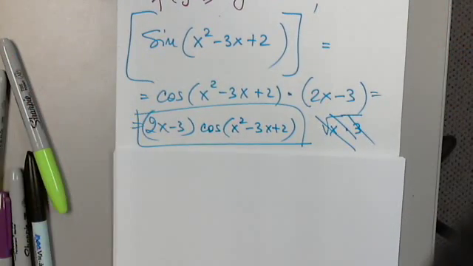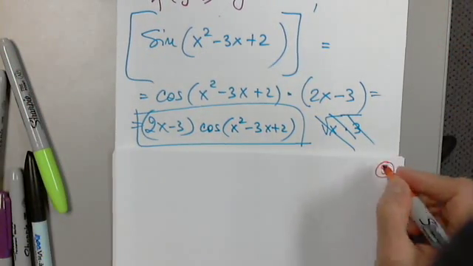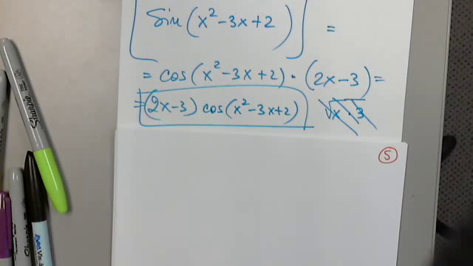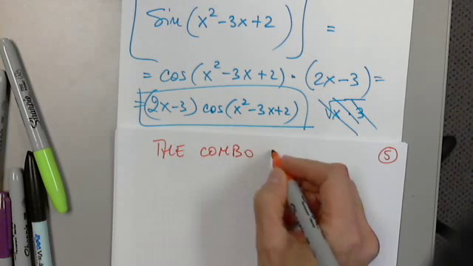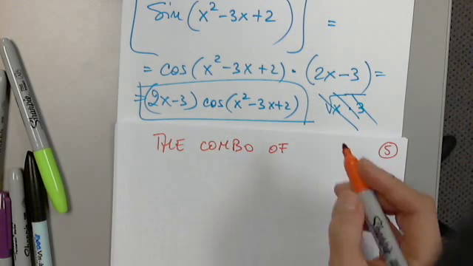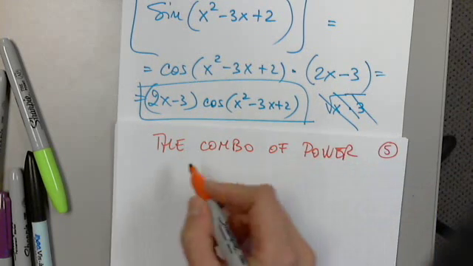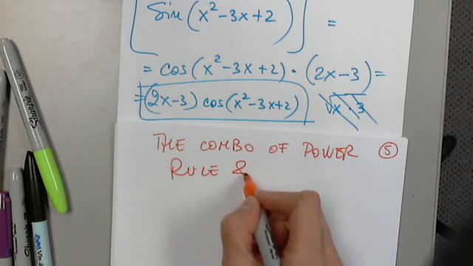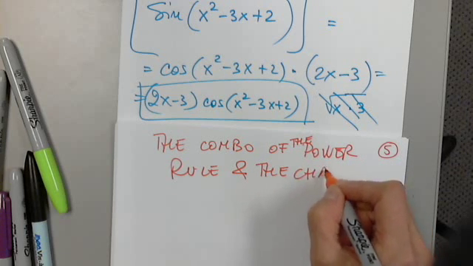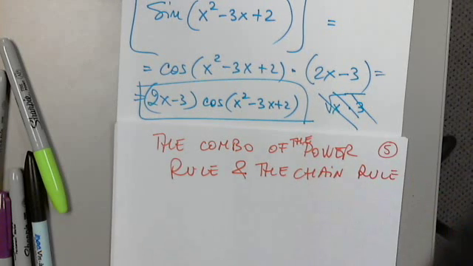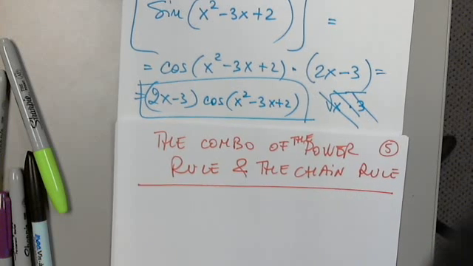Now, before we choose problems from the book, there is a very important combo. So the combination or combo of the power rule and the chain rule. The combo of the power rule and the chain rule. Okay, let's see how we address this.